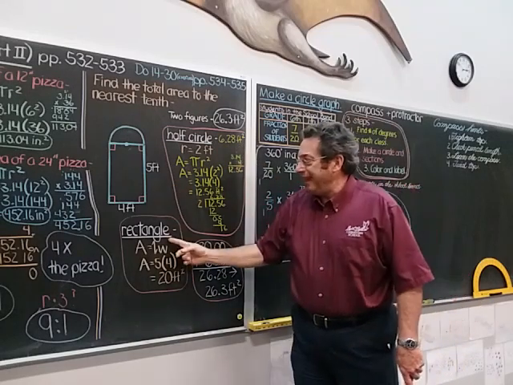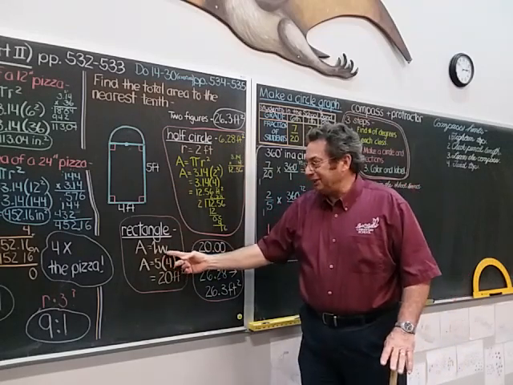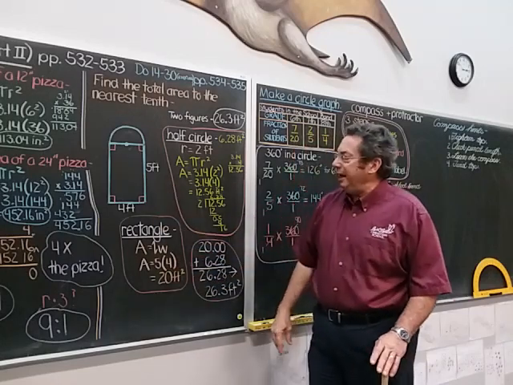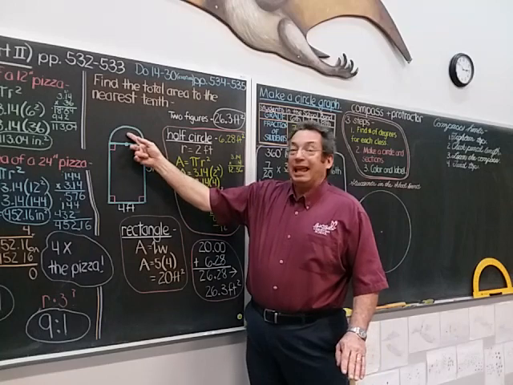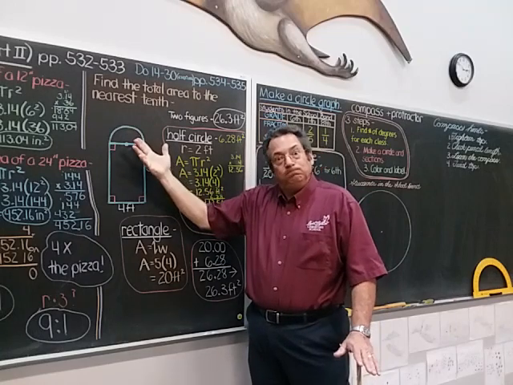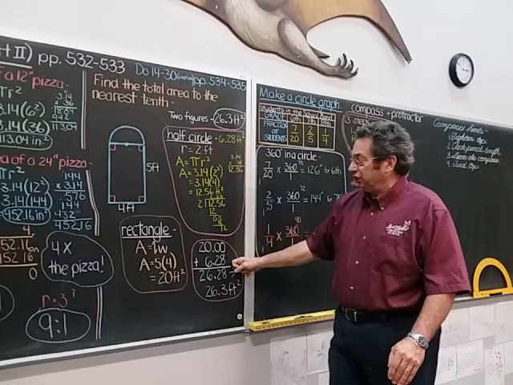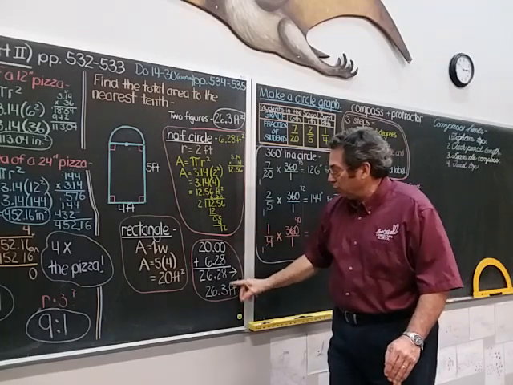Now, it's easy to find the area of the rectangle. The formula is area equals length times width, equals 5 times 4, equals 20 square feet. So what will I do with the area of this and the area of this half circle? Add them, right? I'm going to add them together. And when I do that, 20 plus 6.28 is 26.28.